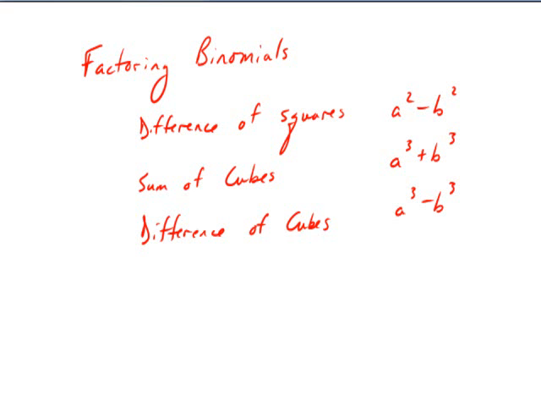We have three special cases of binomials that can be factored. One is called the difference of squares. Notice we have a squared minus b squared. One is the sum of cubes, which is a cubed plus b cubed. And the other is the difference of cubes, a cubed minus b cubed.